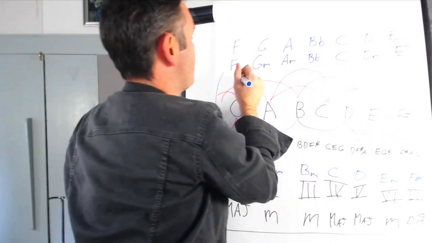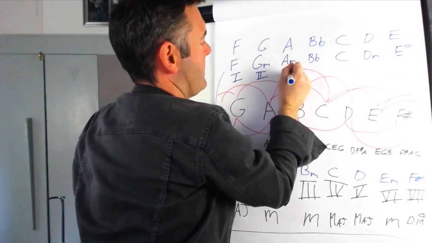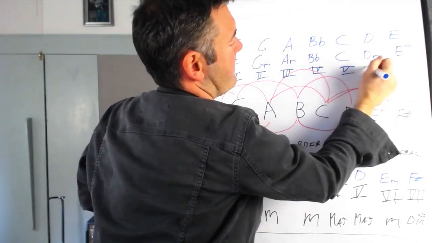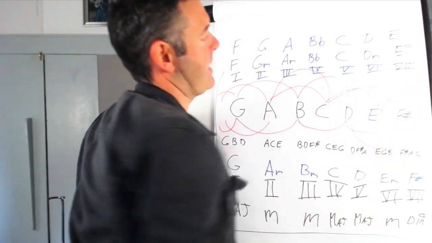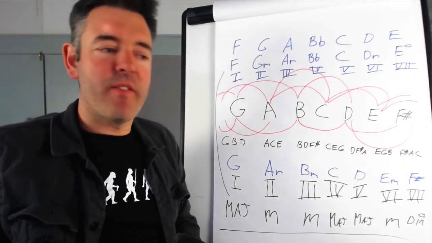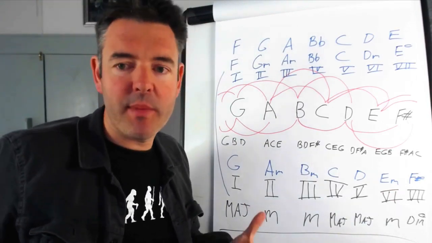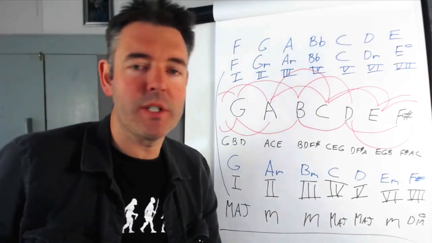We can number those with Roman numerals: 1, 2, 3, 4, 5, 6, 7. And that works for every single major key. So all you need to do is know the notes in a particular major scale, and you can use that formula to easily work out all the chords in any key.